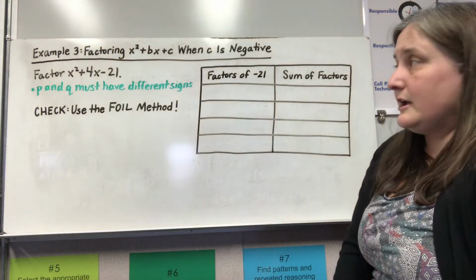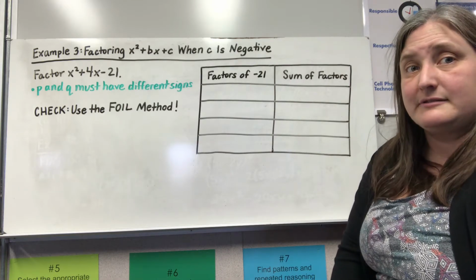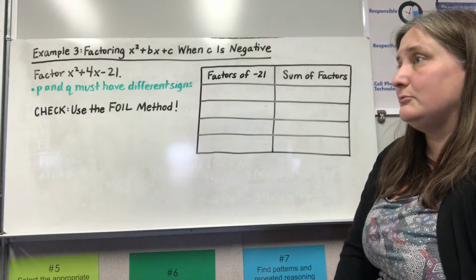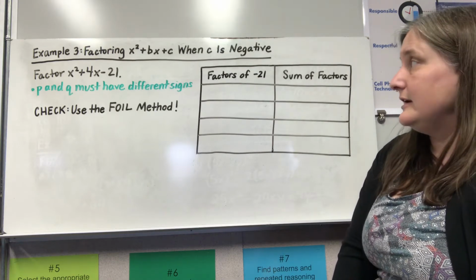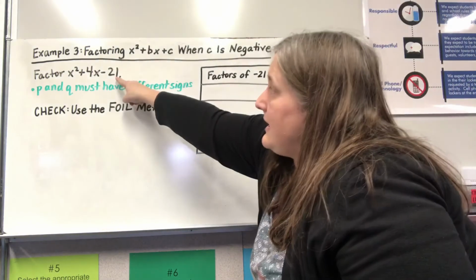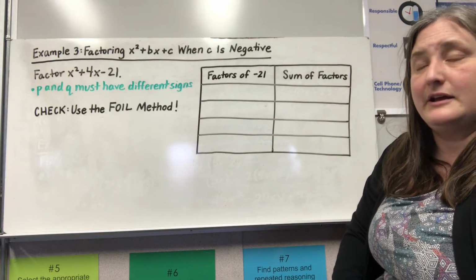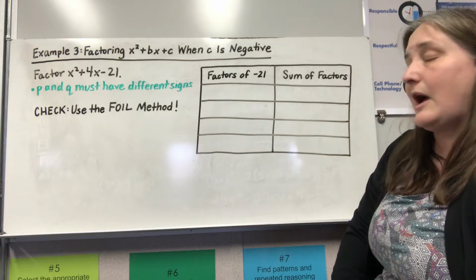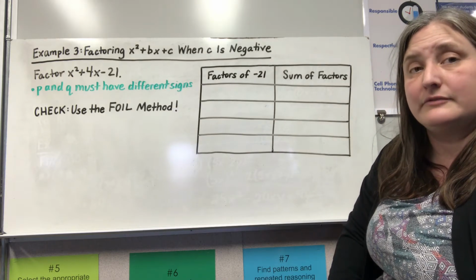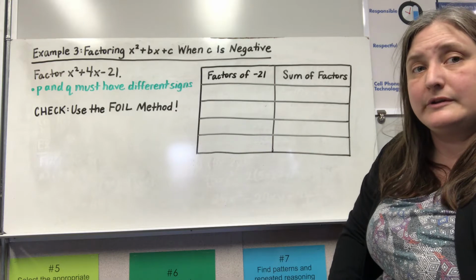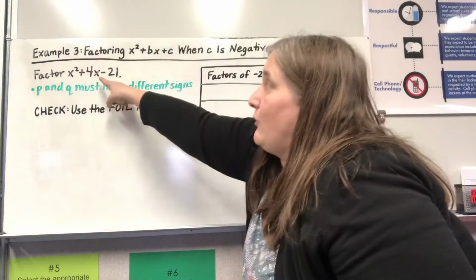So let's take a look. Here we're factoring x squared plus 4x minus 21, and this is the first time I notice p and q must have different signs. The reason I know this is because to get a negative value for c here, I have to be multiplying a positive and a negative. So I want things that can give me a product of negative 21, where one is positive and one is negative. Now together they have to add up to 4.